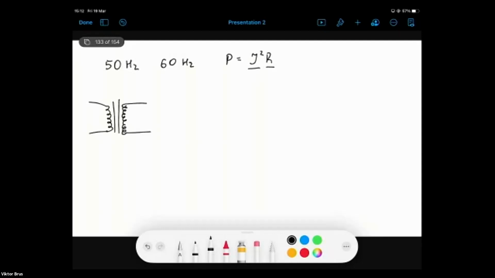So first, this primary coil has N1 turns. The secondary coil has N2 turns. Then we have some potential difference, a voltage delta V1. Here we have delta V2.